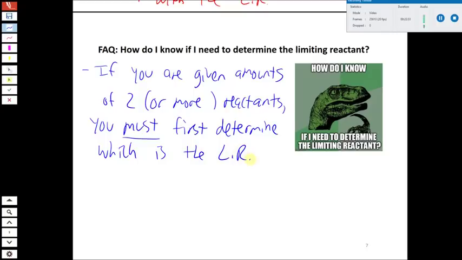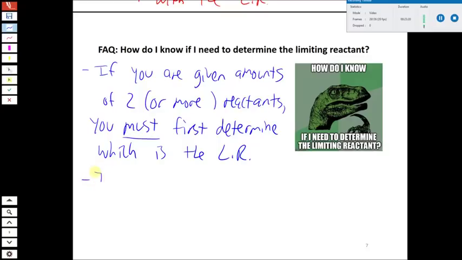Remember, amounts could be: we have the mass of two reactants, or we have the moles of two reactants, or we have the mass of one reactant and the moles of the other. If you know something specific about the amount of two or more reactants, a precise quantity of that reactant, you need to be able to figure out which of those is the limiting reactant. If we only tell you the amount of one of the reactants and say that the other one is in excess, or we don't really specify, then you don't have to worry about it. You just assume that that reactant is limiting.